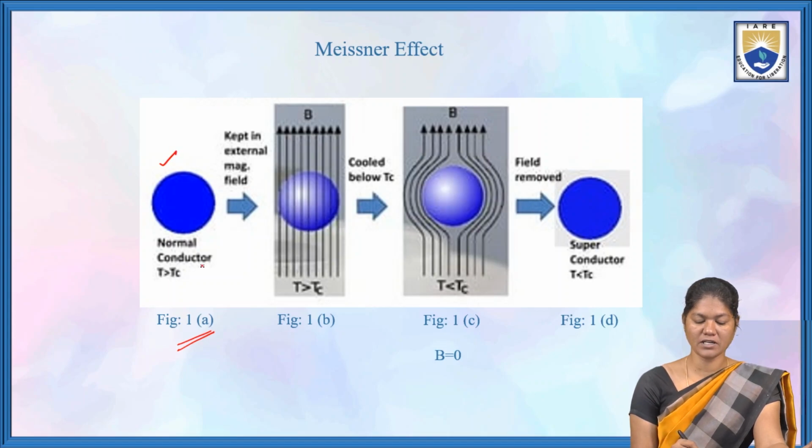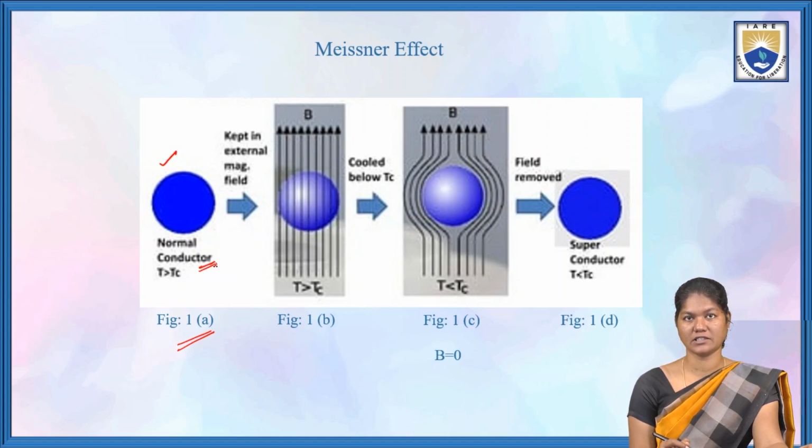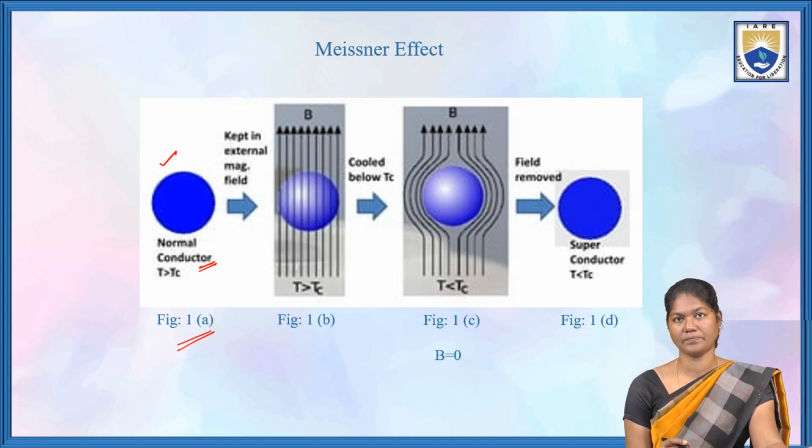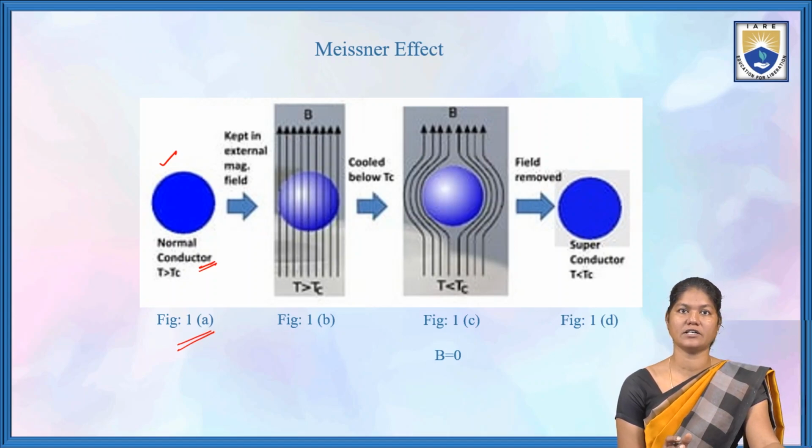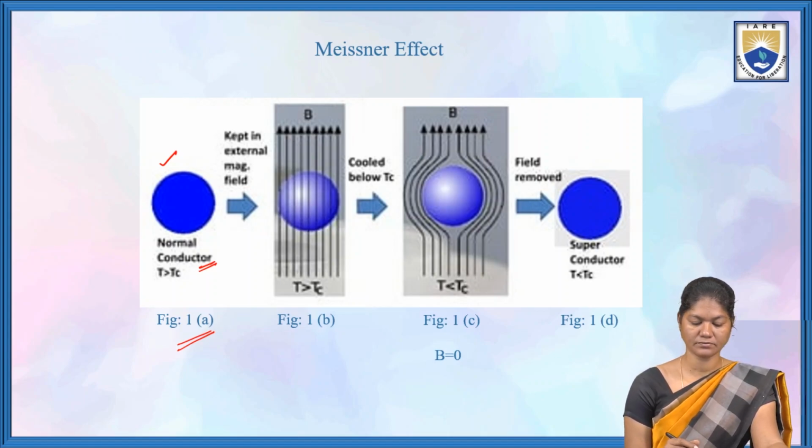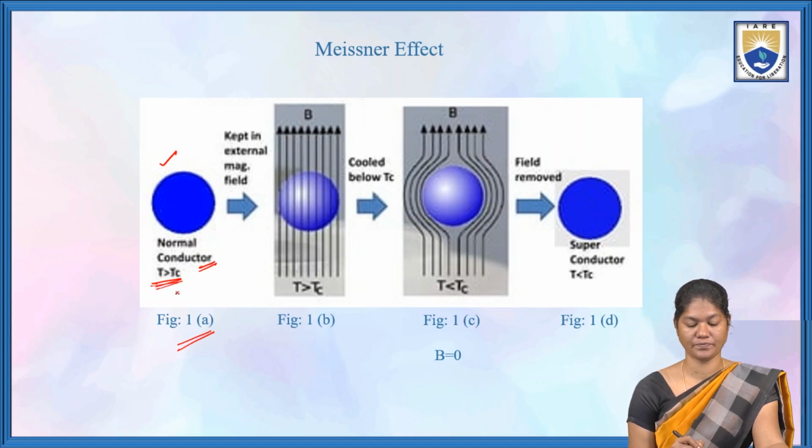this is a normal conductor. The normal conductor temperature is above the critical temperature. Critical temperature means the temperature at which the normal conductor is transformed into a superconductor. So this normal conductor's temperature is greater than the critical temperature.